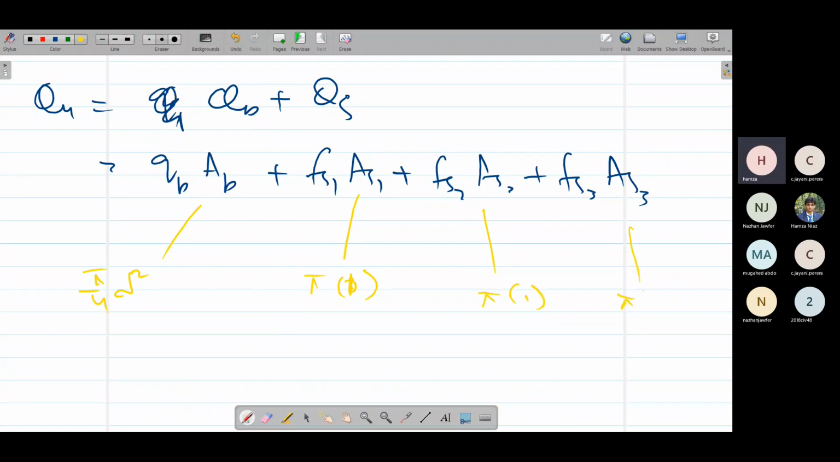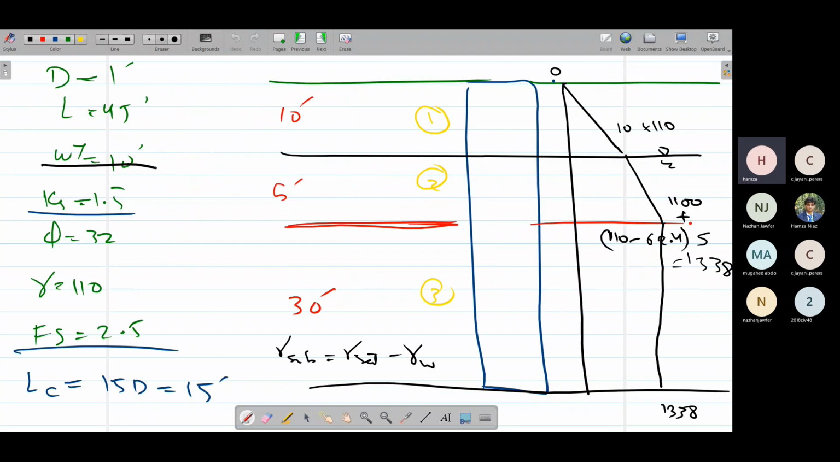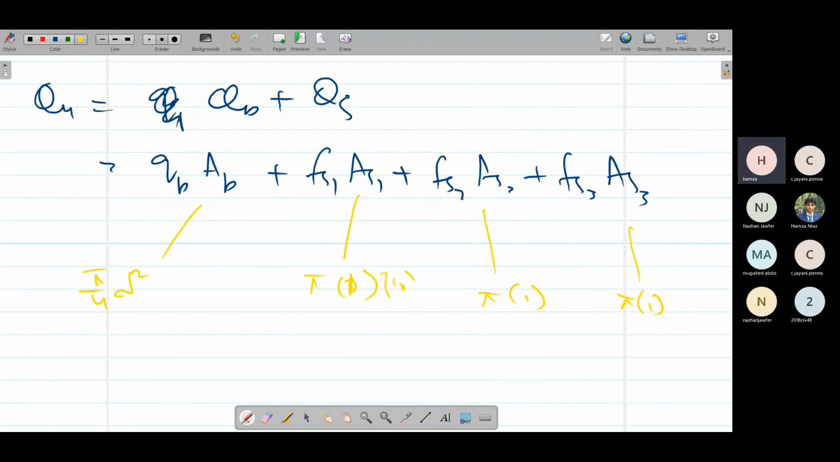This is also pi into 1. And the length for each layer is 10, 5 and 30. So multiplied by 10, multiplied by 5, multiplied by 30 simply, and get the answer. The QA allowable would be QU over factor of safety. So this way we can solve this question. Any issue in this?